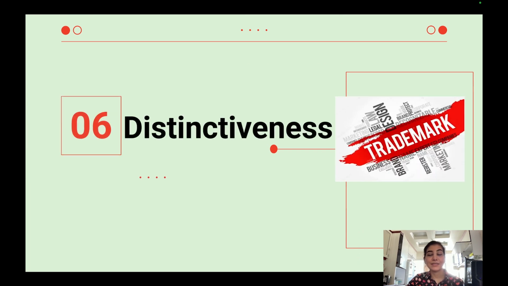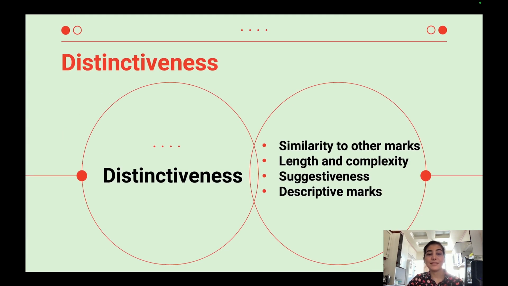Number six, distinctiveness. What is distinctiveness? Distinctiveness is a characteristic or a criterion that you have to meet for registering your brand as a trademark. So distinctiveness is defined by what? Distinctiveness is defined by similarity to other marks. If a brand is similar to other marks, it loses its distinctiveness. If it is long and complex, it is probable that it is more distinctive.